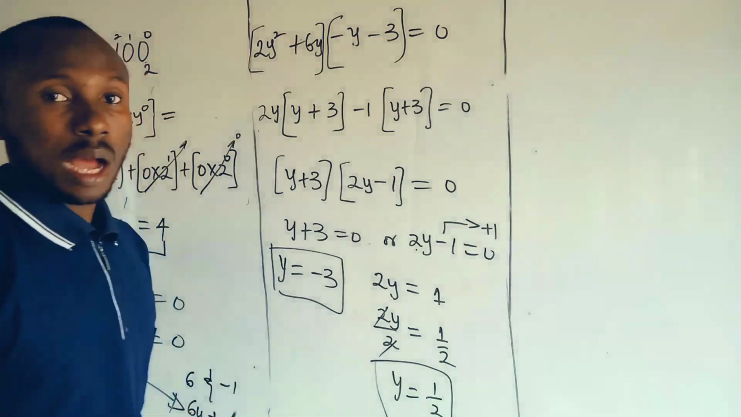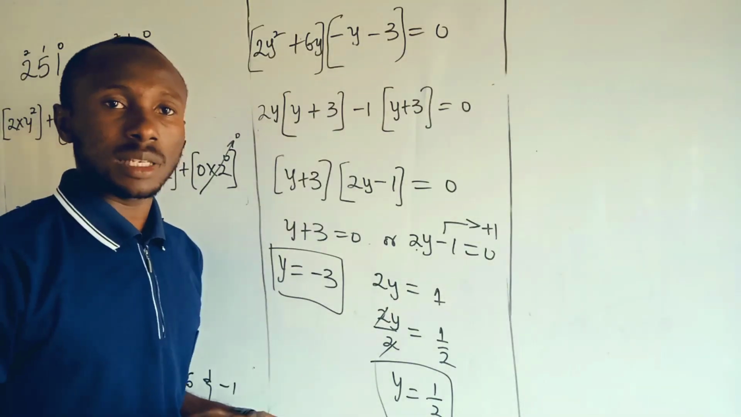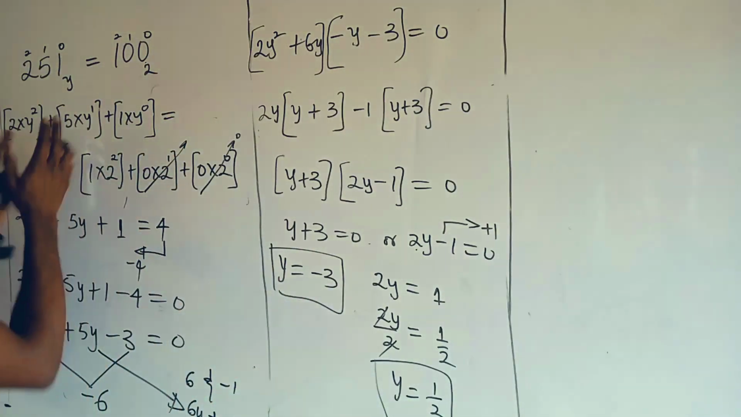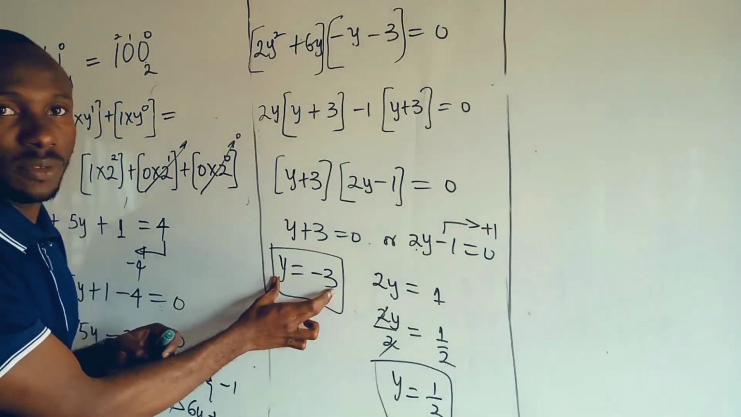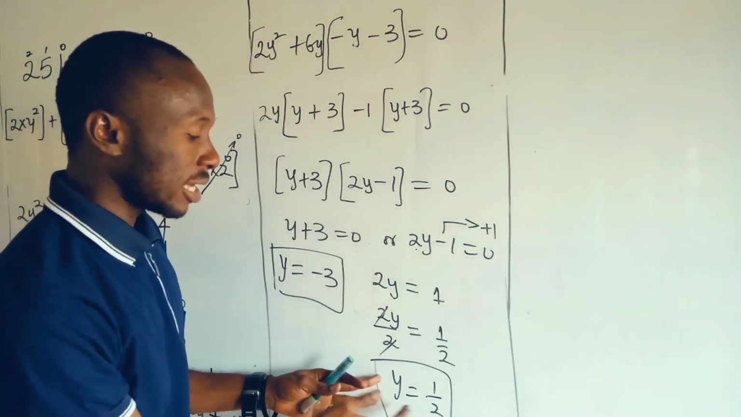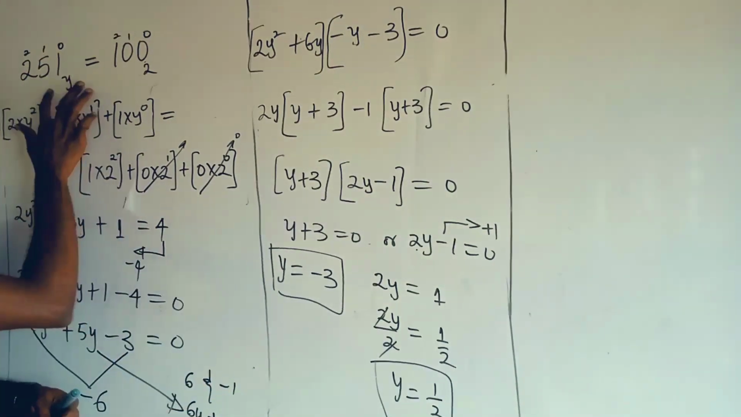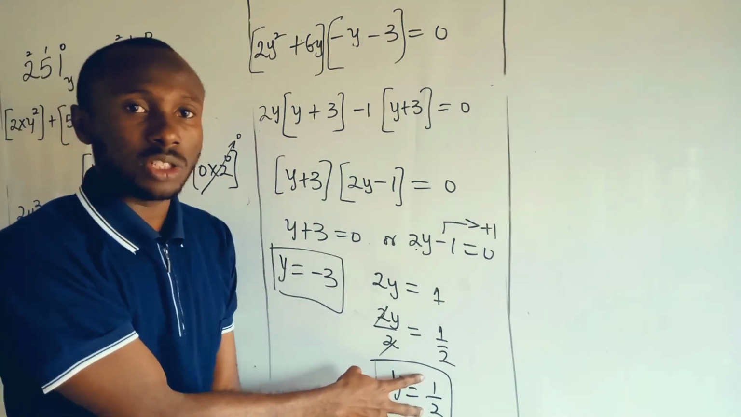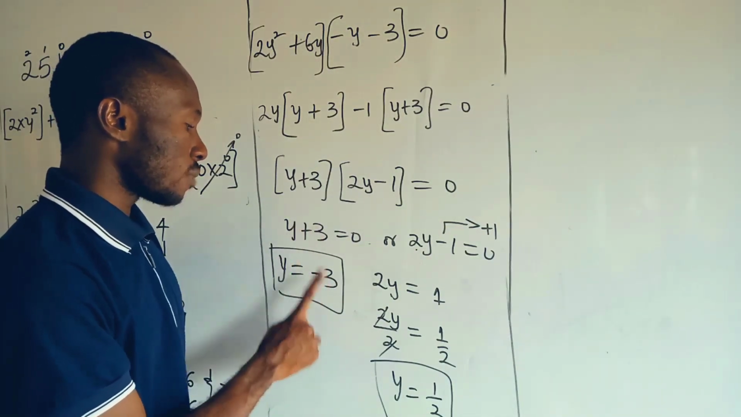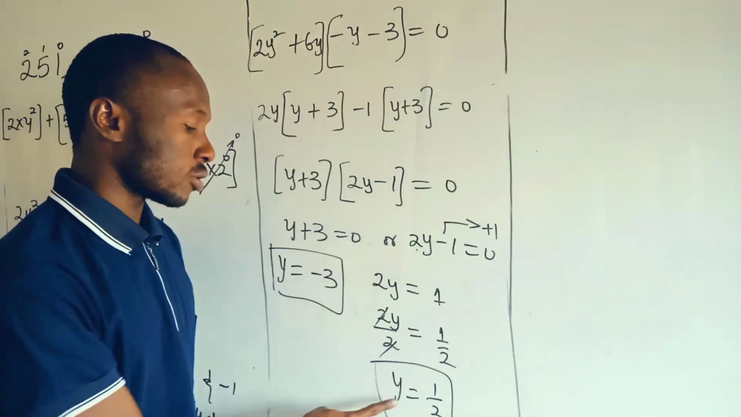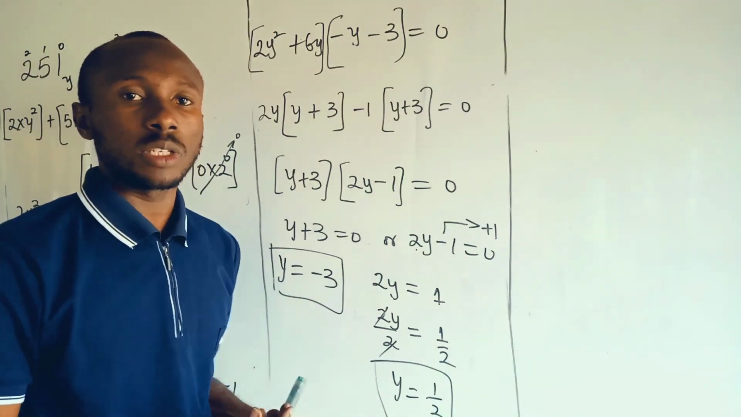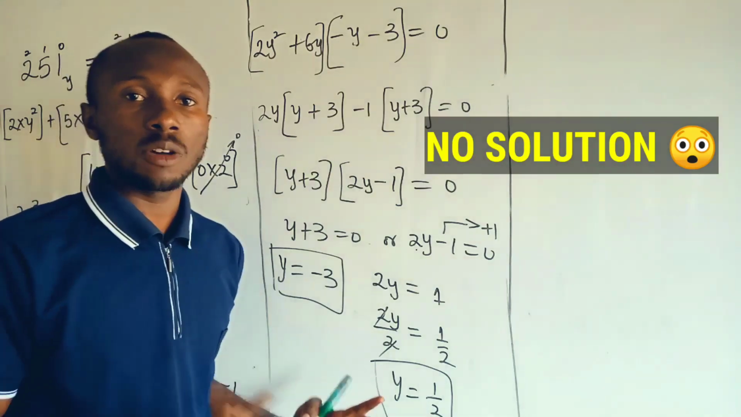Yes, we are done with our answer, and let us now analyze the answer. We cannot have y to be minus 3 because the base cannot be negative, and also we cannot have y to be 1 over 2 because our base can also not be a rational number. So in this case, y is not equal to minus 3 and y also is not equal to 1 over 2. So none of these guys is the answer to the question.